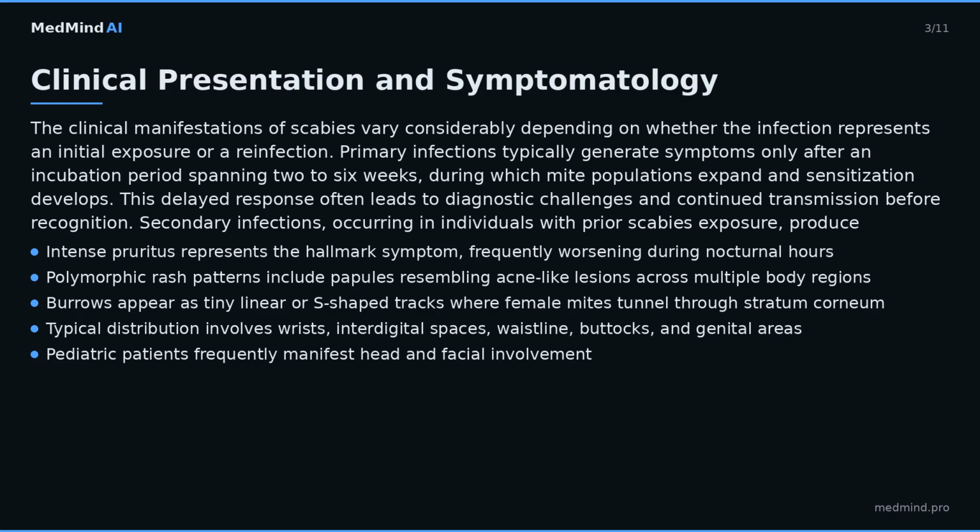Key points: intense pruritus represents the hallmark symptom, frequently worsening during nocturnal hours. Polymorphic rash patterns include papules resembling acne-like lesions across multiple body regions. Burrows appear as tiny linear or S-shaped tracts where female mites tunnel through stratum corneum. Typical distribution involves wrists, interdigital spaces, waistline, buttocks, and genital areas.